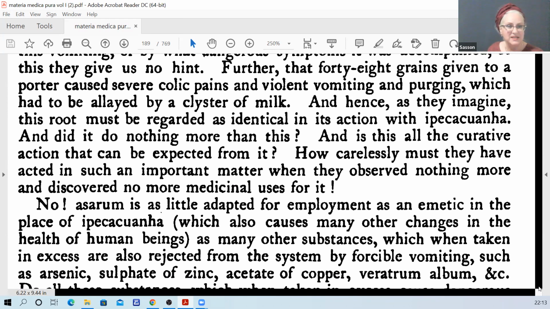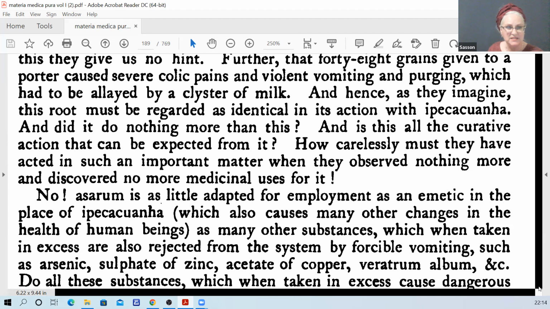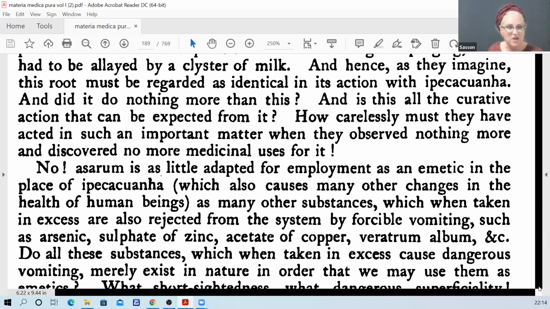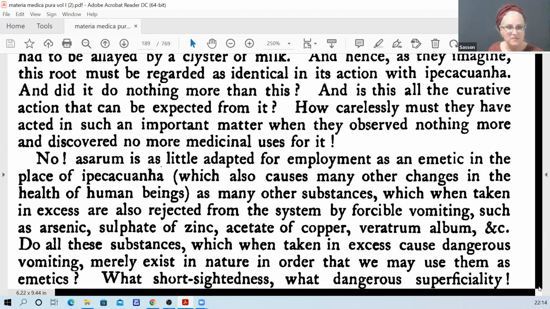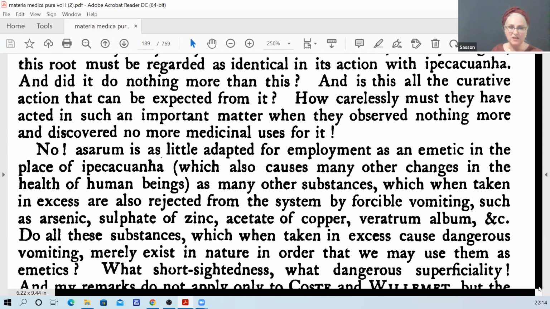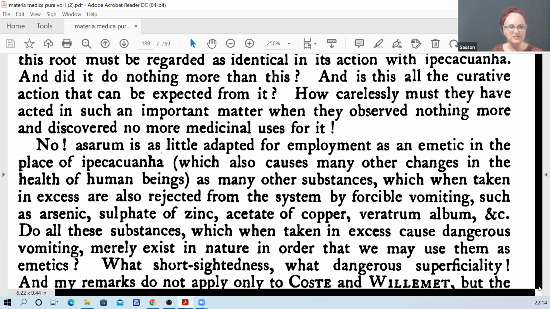No, Asarum is as little adapted for employment as an emetic in the place of ipecacuanha, which also causes many other changes in the health of human beings, as do many other substances which, when taken in excess, are also rejected from the system by forcible vomiting, such as arsenic, sulfate of zinc, acetate of copper, Asarum, album, etc. So Hahnemann's telling us that Asarum does not have the same properties as ipecac, because it changes how a person feels differently than ipecac does, and that many things, when taken, will cause vomiting. And these are all very, very different substances. Just because something causes vomiting does not mean it's going to cure vomiting in the same way.